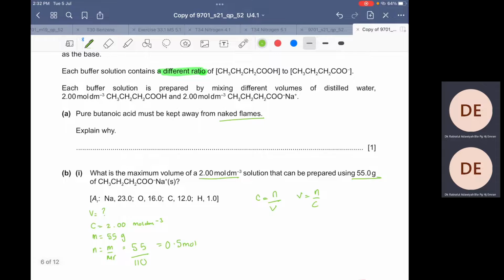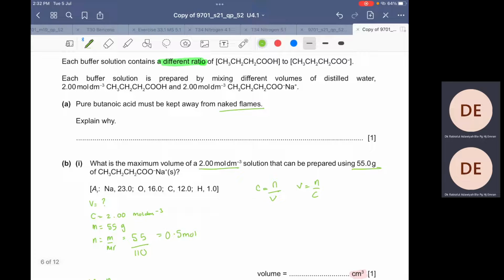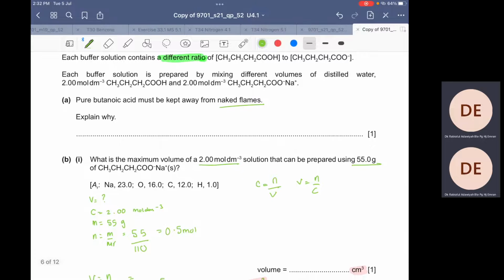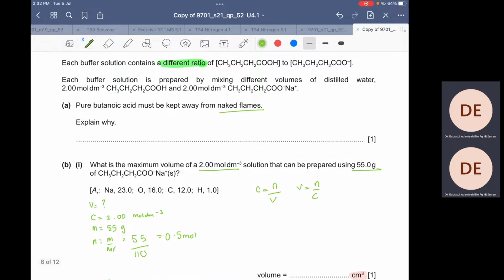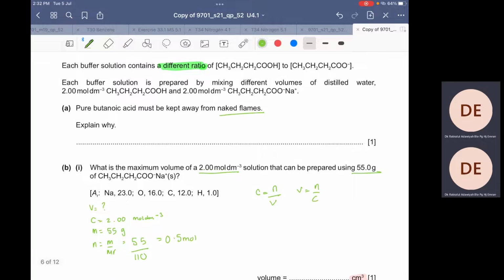They are going to prepare 2 moles per dm cube of acid, 2 moles per dm cube of salt. Pure butanoic acid must be kept away from naked flames. If something cannot be put near the fire or an open flame, what does it mean? It's flammable. So butanoic acid is flammable.